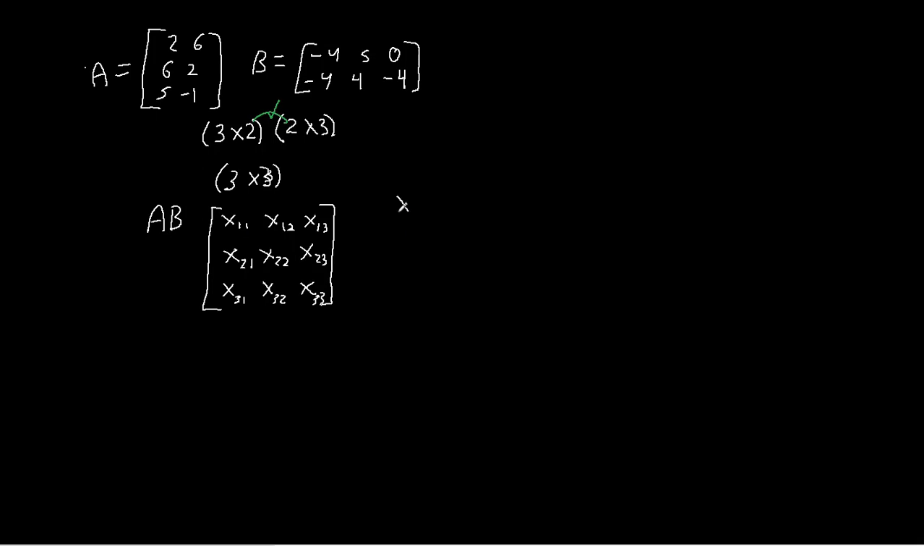So if we solve for x1,1, all I have to do now is look at the subscripts. So x1,1 means take the first row of the first matrix. So let me highlight this in yellow. This means take the first row of the first matrix. So that's going to be this number right here.